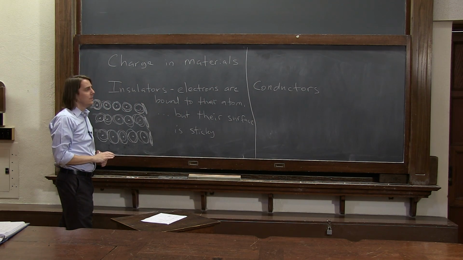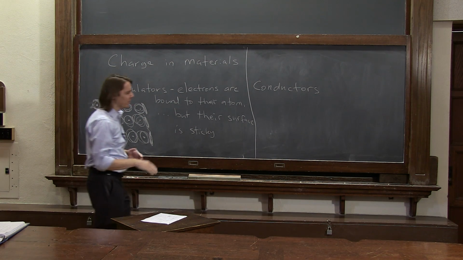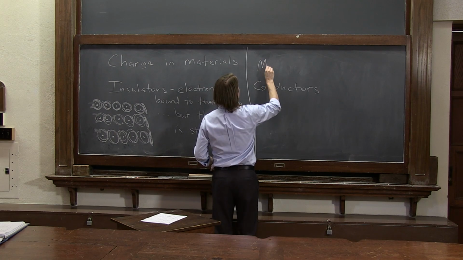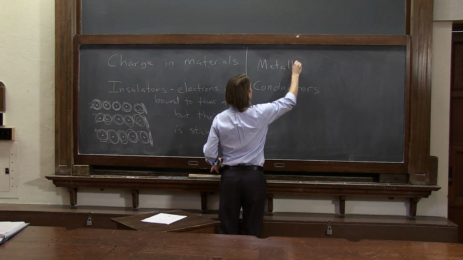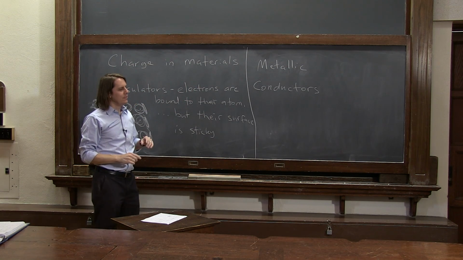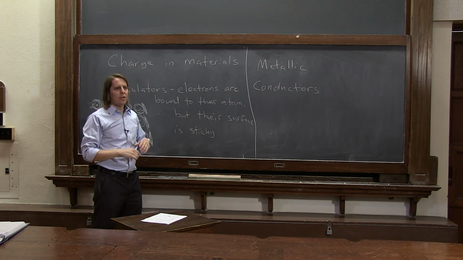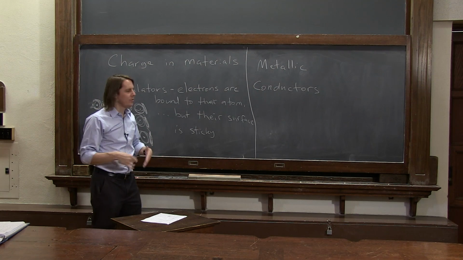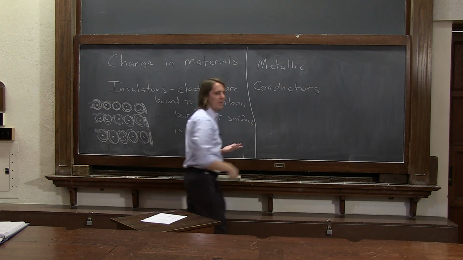The other kind of material is the conductors. Now, you can make conductors a few different ways. So the ones I'm going to talk about are metallic conductors. Okay. The definition I'm going to give applies to metals. And throughout the class, I'll say metals a lot. And when I just say metal, I really just mean metallic conductor.